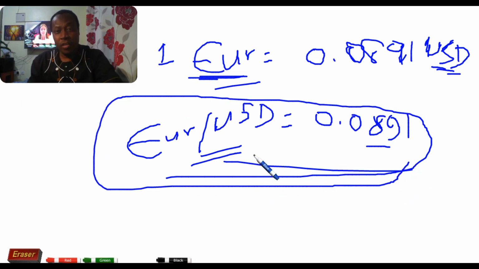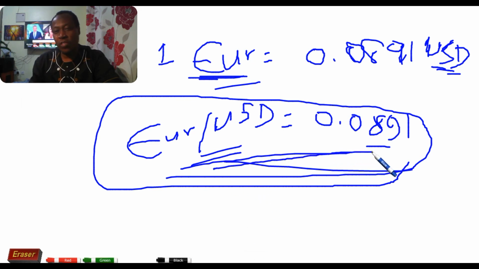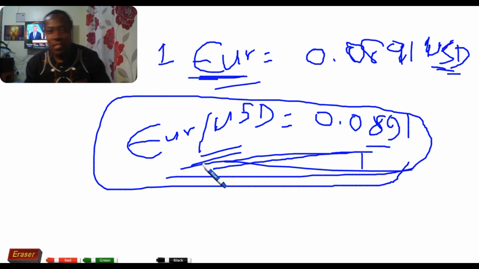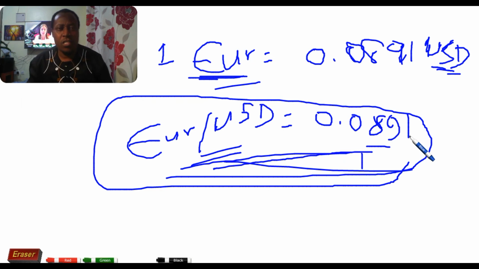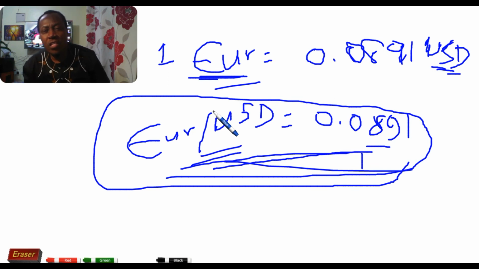Because in Forex, this is what you're going to be seeing every time. So for you to interpret this, you'll be understanding this. So like now, when someone tells you, hey, the Euro USD is running on 0.0891, he would be meaning that 1 Euro is 0.0891 USD.